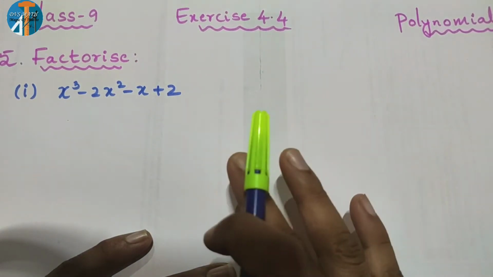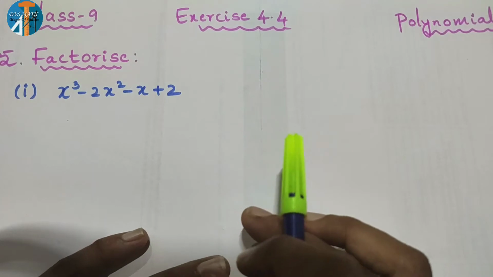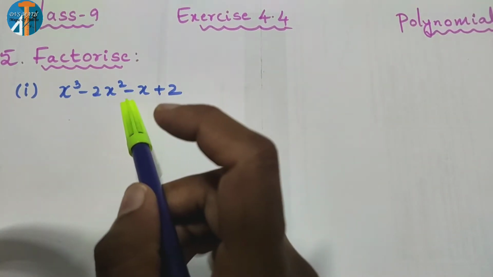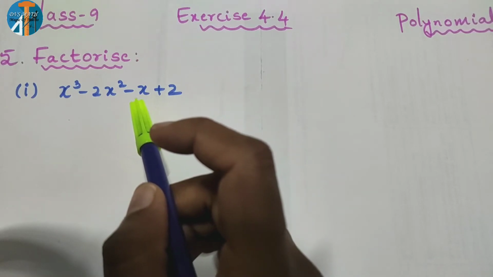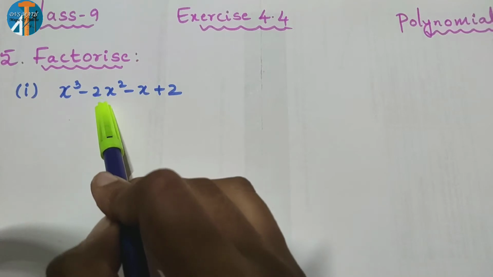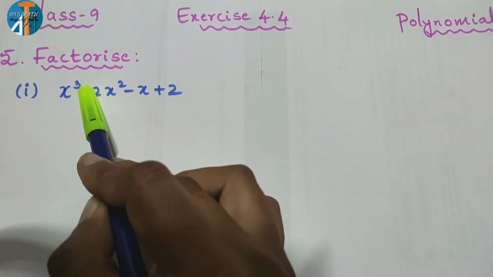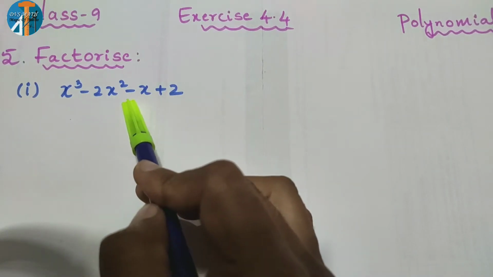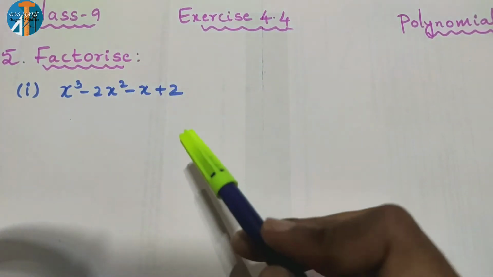So in the previous question we factorized the quadratic polynomial. In that the highest power was 2, right? If the power is 2, we call it a quadratic polynomial. Now this is a cubic polynomial because the highest power is 3 here. So now we have to solve this in terms of its factors.